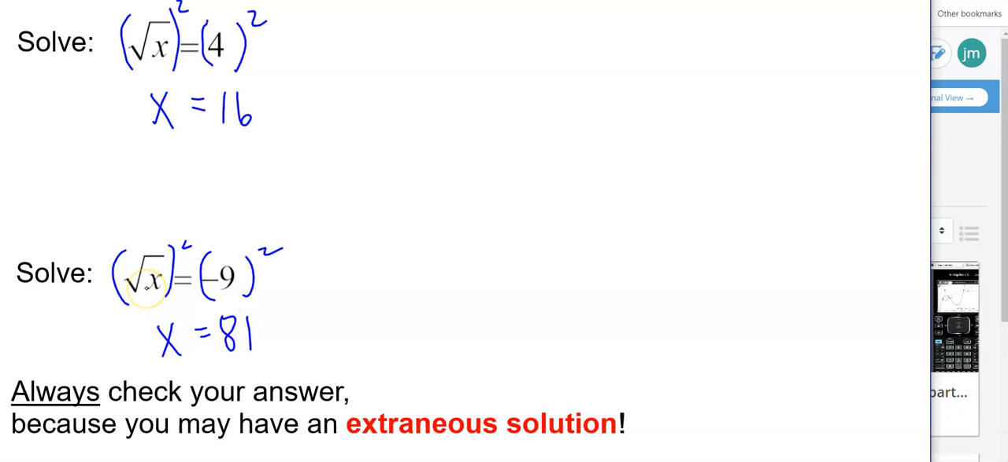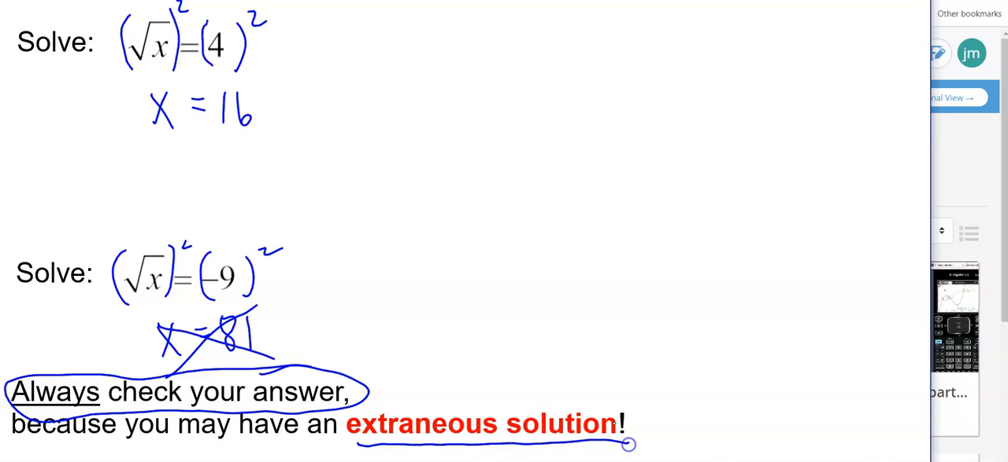If you plug that in to check, always check your answer, you'll see that this doesn't work. Even though we didn't make a mistake when solving it, that's called an extraneous solution. If you think about it, how could a square root be equal to a negative number of any kind? Square roots are always positive, so they can't be equal to negative. We could have just not even squared both sides, just said, there's no solution. There's no way this is possible. A square root is always positive. It can't be negative.